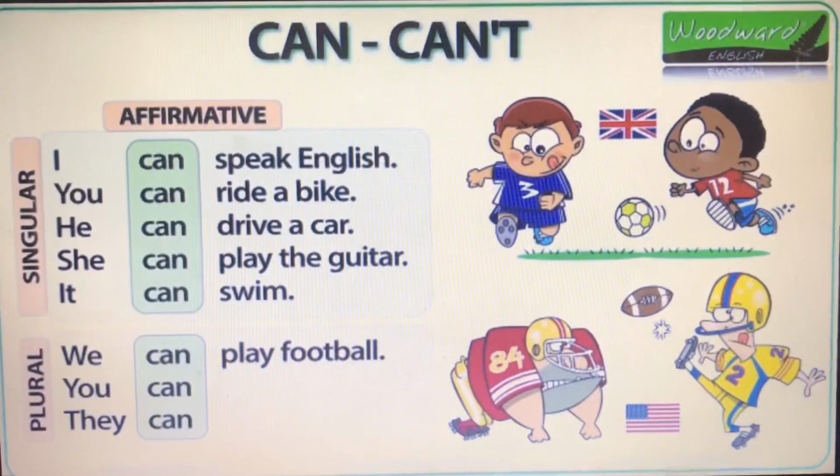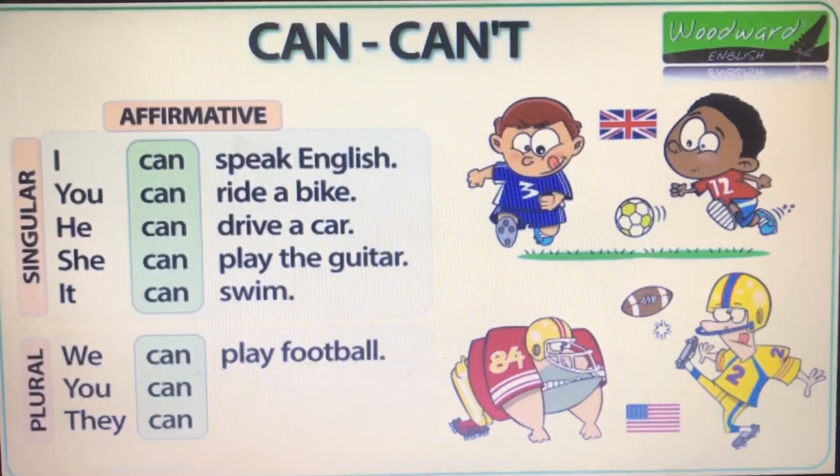Read with me. I can speak English. You can ride a bike. He can drive a car. She can play the guitar. It can swim. We can play football. You can play football. They can play football.